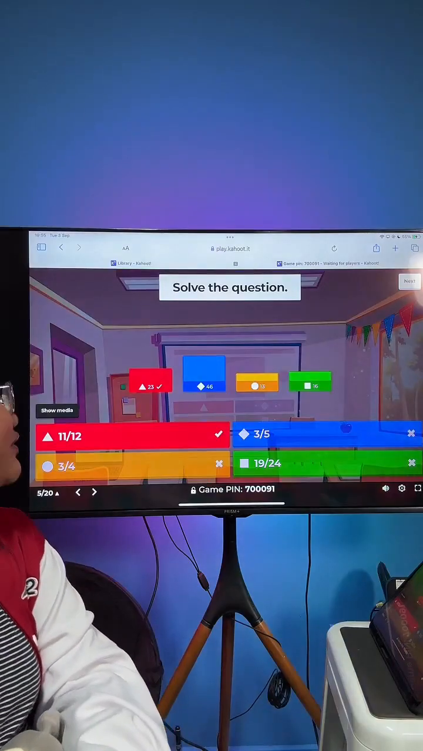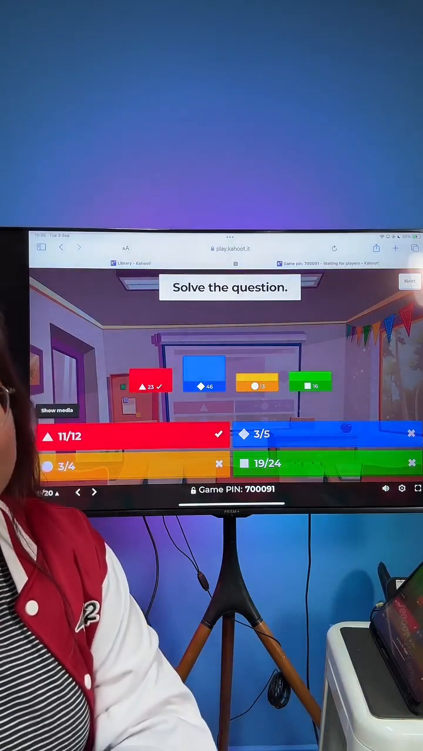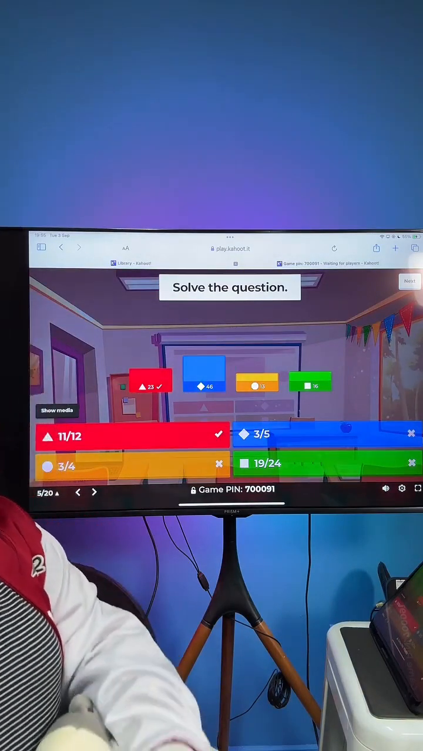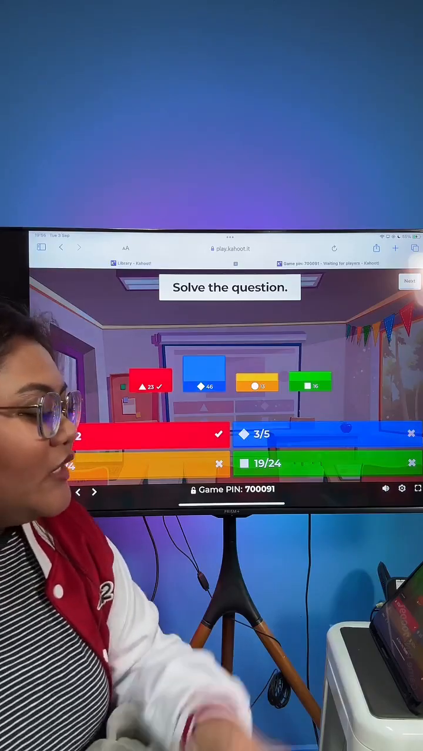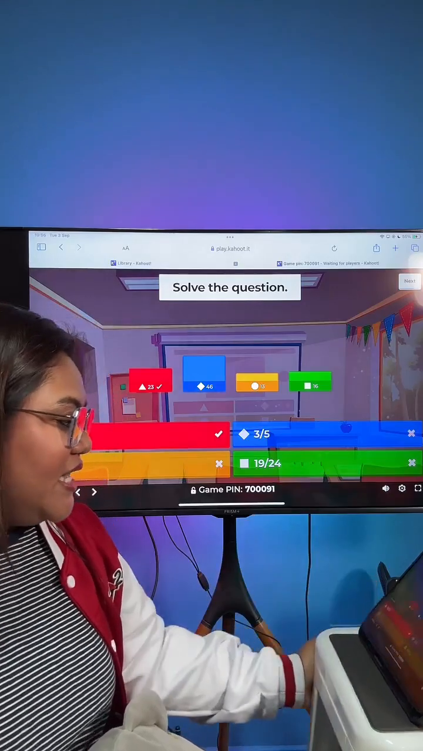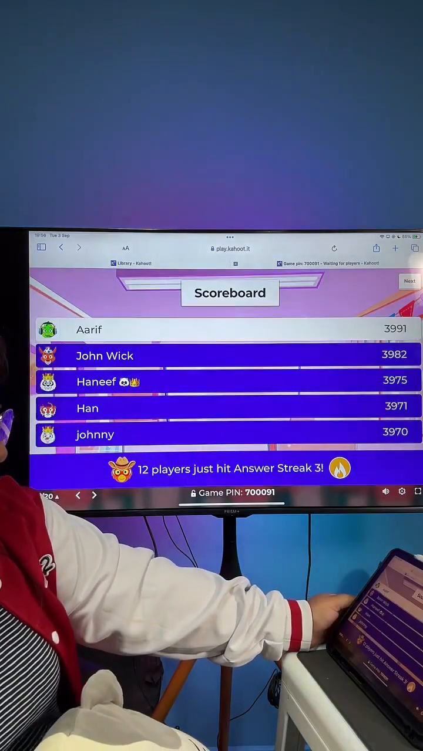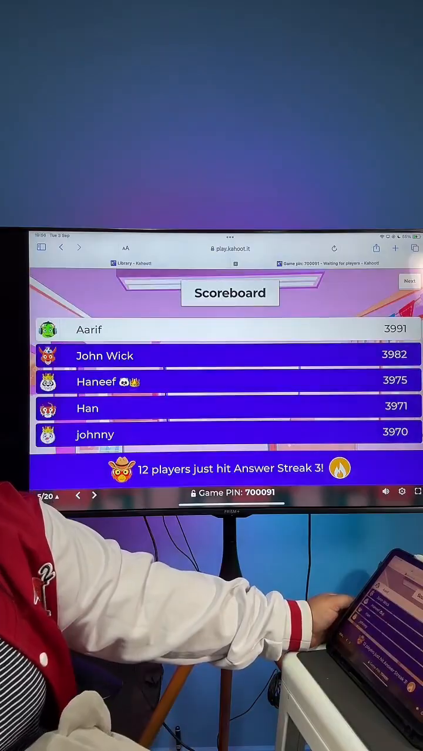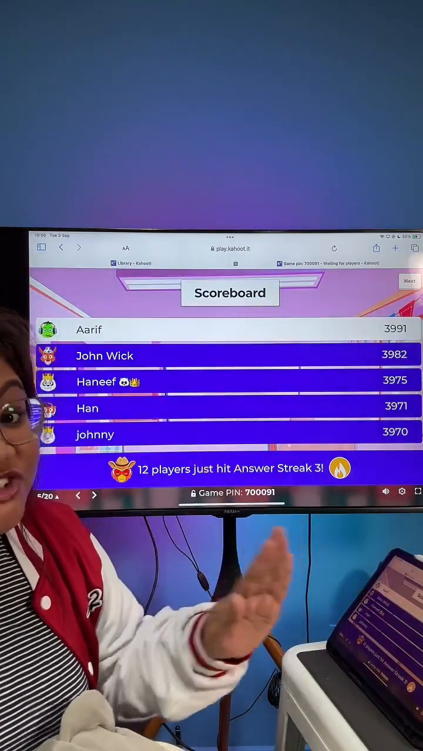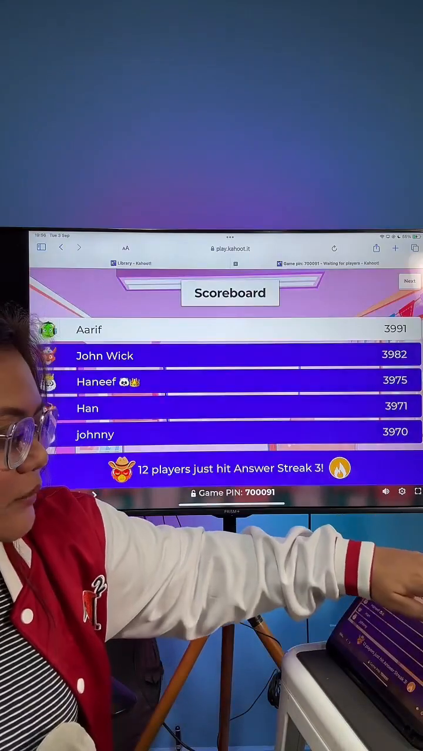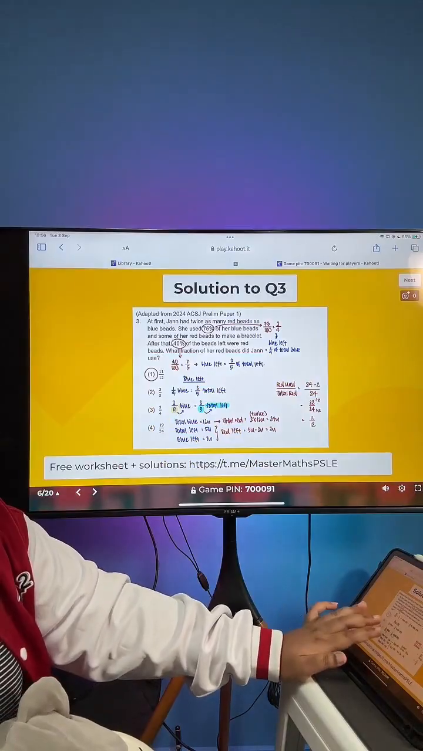The correct one is the red one, 11 out of 12. That is the correct answer, 11 out of 12. Yellow is not right, blue is also not right, okay? And so is green. So let's go through why it is 11 out of 12 here, okay, friends? Before that, we still have Arif being the top in our Kahoot. So congratulations. Please try to keep this up, okay? Alright, let's see why the answer is the red one at 11 out of 12.